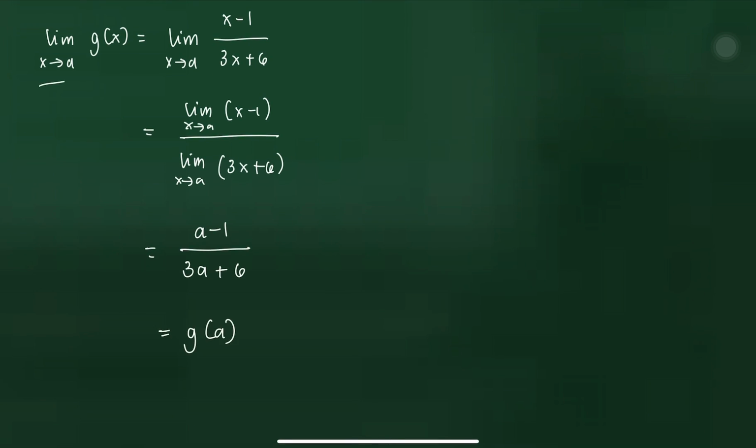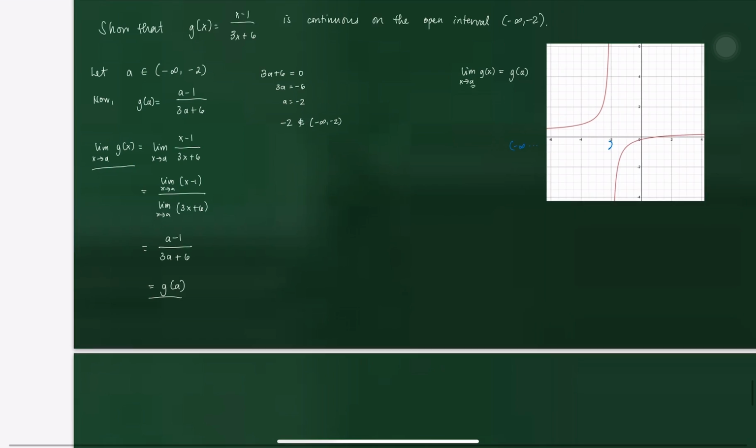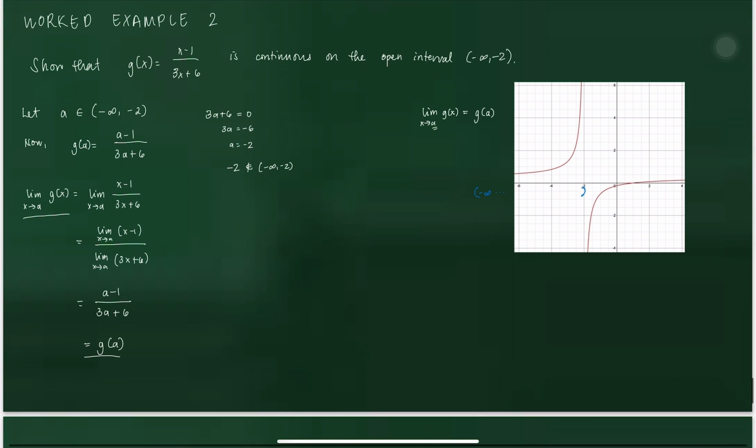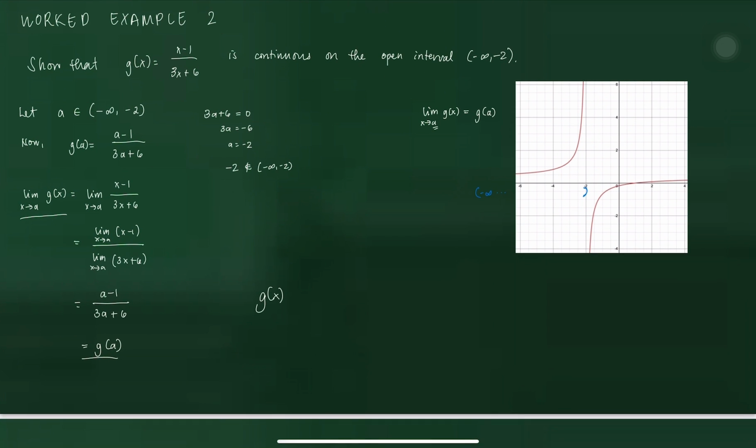So, meron na tayong limit as x approaches a of g of x is equal to g of a. At yan na yung kailangan natin. Kailangan pa ba nating i-check yung left and right limits? Hindi na. So, masasabi natin therefore that g of x is continuous on the open interval negative infinity to negative 2.